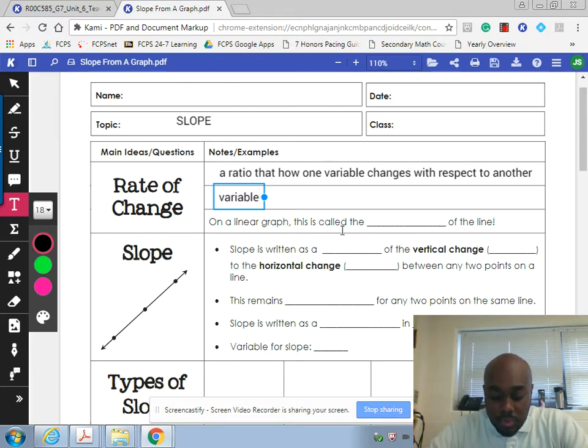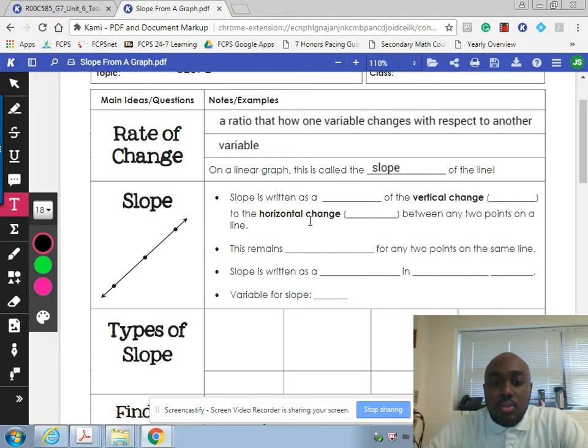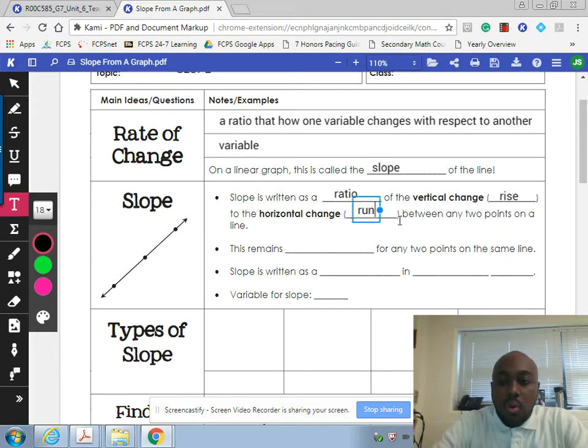So let's continue with our notes. On a linear graph, this is called the slope of the line. When we're talking about slope, slope is written as a ratio. Remember, when we call something a ratio, a ratio is just a fraction. And that ratio is the vertical change, which is the rise, to the horizontal change, which is the run, between any 2 points on a line.